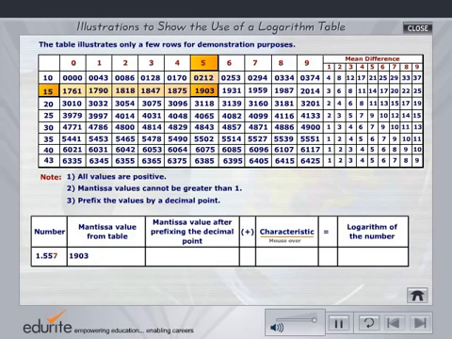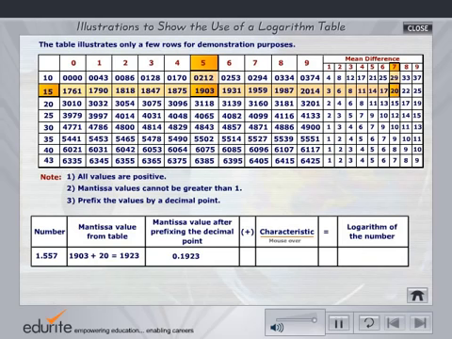Now consider the last digit of the number, that is 7, and mark under mean difference, and again note down the corresponding Mantissa value. The value here is 20, which is also entered into the table. Now, adding these two values, we get the Mantissa as 1923. Since the Mantissa cannot be greater than 1, prefix a decimal point before the value.